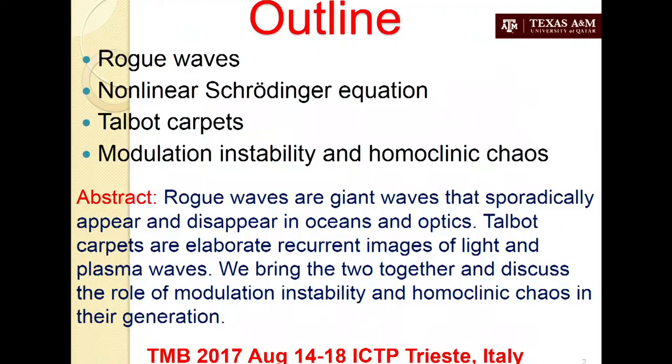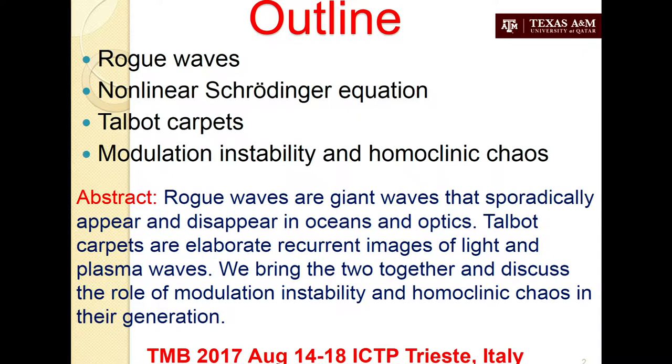And so let's now proceed. And let me just give you an outline. So I'll introduce rogue waves first, which are, as a matter of fact, solutions of the nonlinear Schrödinger equation. I'll try to make it as simple as possible, but not too simple. Then I'll introduce Talbot carpets as something that I believe not many people in this audience have heard before about. And then I'll just connect with the modulation instability and the homoclinic chaos. This is one of the few instances in nonlinear optics in which you deal with things that are sort of approaching turbulence, just a relatively simple notion of homoclinic chaos.